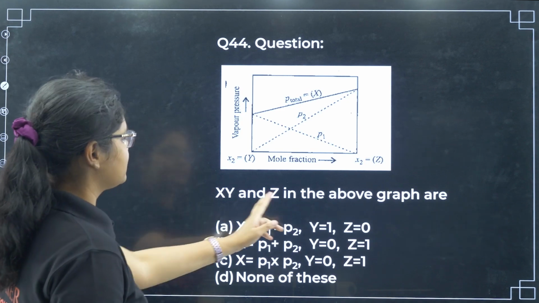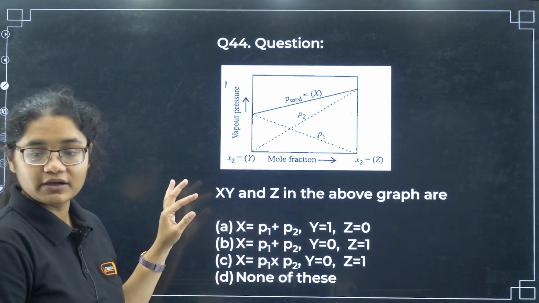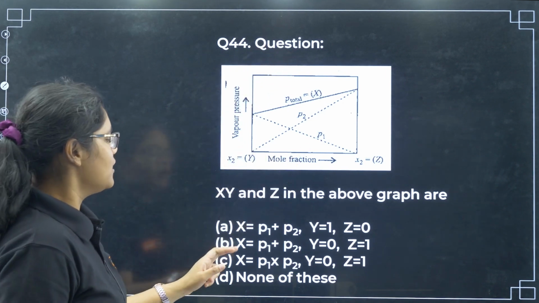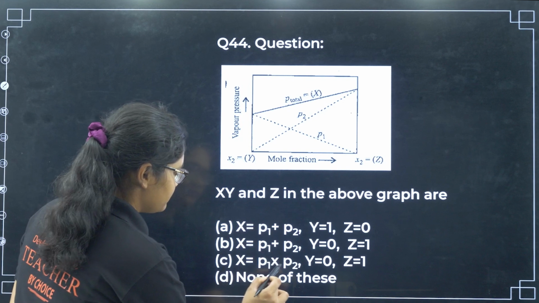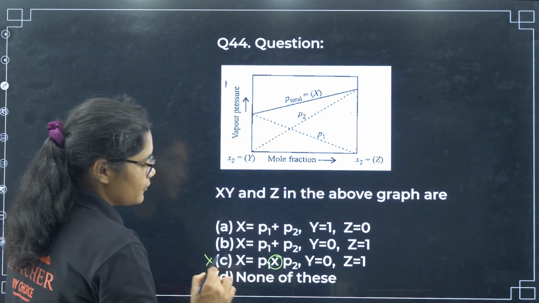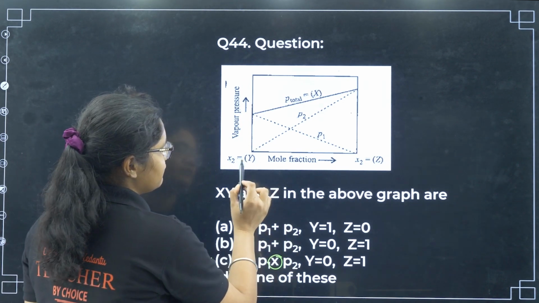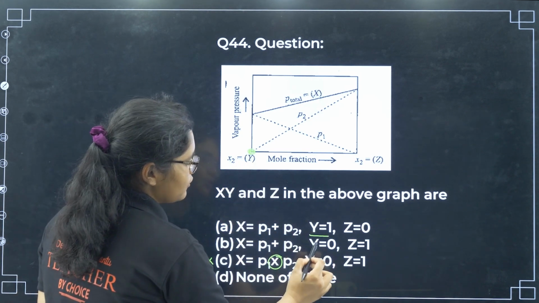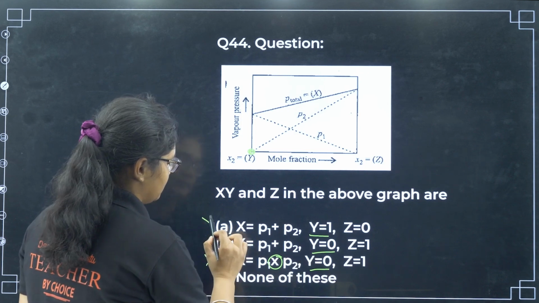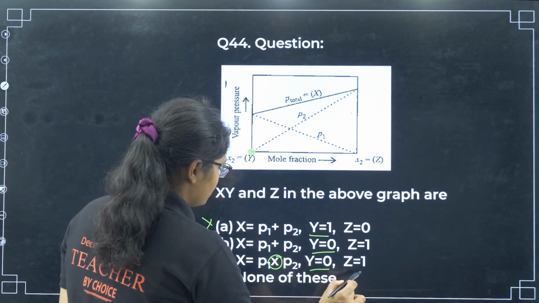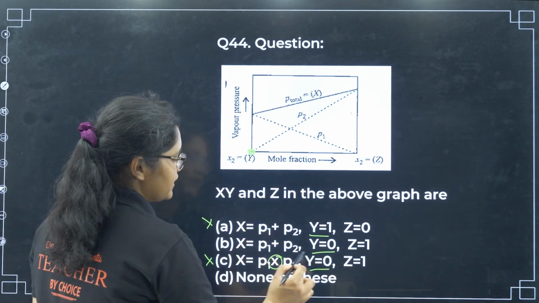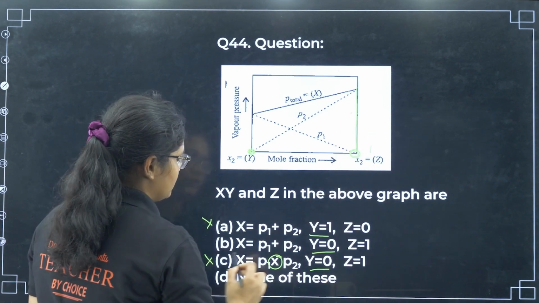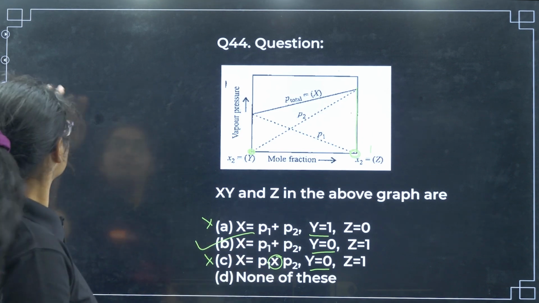Next, you have to find X, Y and Z in the following equation. I hope the graph is visible. This is your X, P total. P total is the pressure of A plus pressure of B, or pressure of 1 plus pressure of 2. So I have this multiplication here, and I can eliminate this one. Next, Y is the mole fraction of X2 and it is starting from 0. So X2 will be equal to 0, or Y will be equal to 0, so I can eliminate this option. Now Z, this is your highest point, when the mole fraction is 1. So Z is equal to 1, option number B.